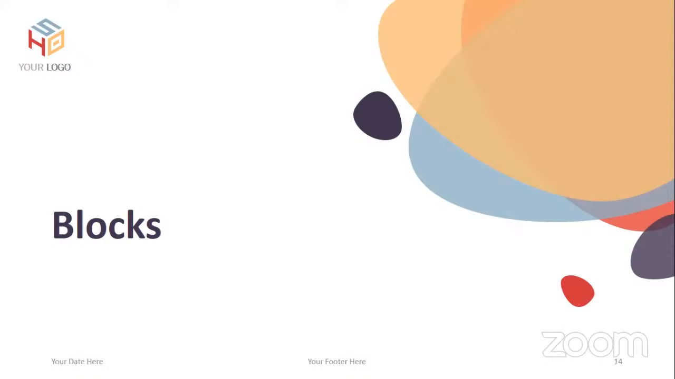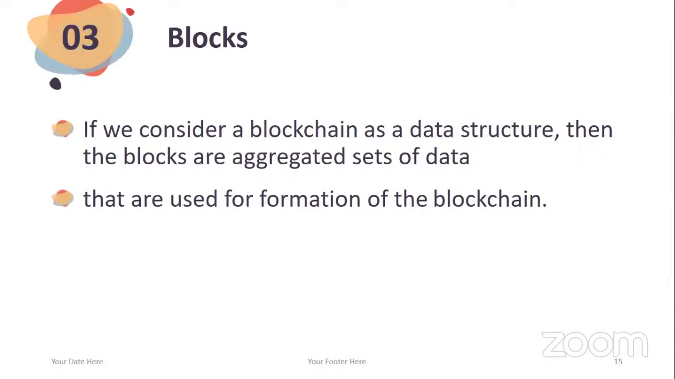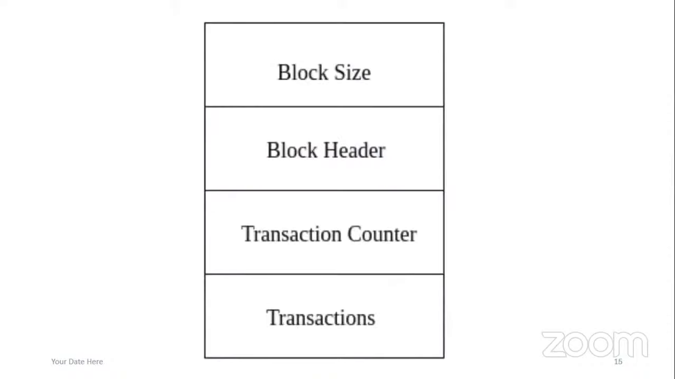If we consider a blockchain as a data structure, then the blocks are aggregated sets of data. What that means is if we consider the blockchain as a record of data, then the blocks are organized sets of that data that are stored in the blockchain and are used for the formation of the blockchain. Each block has a block size, which is the number of transactions within that block, a block header which contains metadata about the block, a transaction counter which gives the number of transactions in that block, and the list of transactions that were verified.